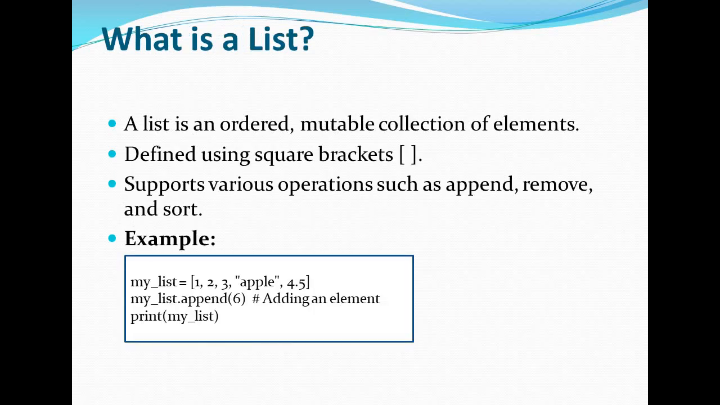What is a list? A list in Python is an ordered collection, mutable, meaning it can be modified after its creation, and defined using square brackets. In this example, my_list is a variable name, and the list of values is declared. Then my_list.append(6) means 6 will be appended, and then the list of items will be printed. As you can see, a list can hold multiple data types and it can be dynamically updated.